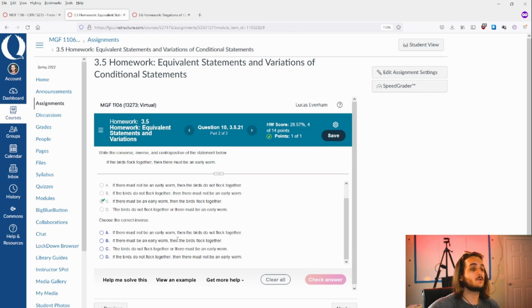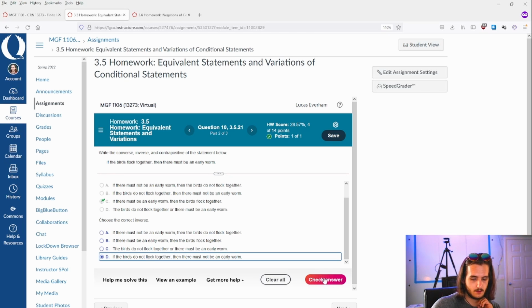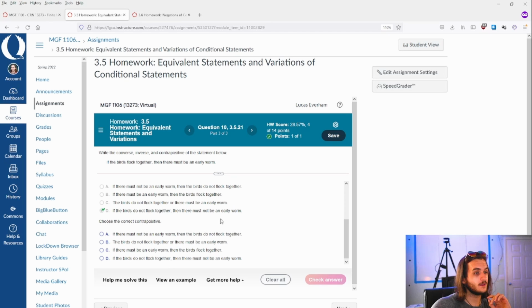Then, if we want the inverse, instead of flipping the order, we flip the value of each part. So we take our first part, "if the birds flock together," and flip it: "if the birds do not flock together, then there must be an early worm," and flip that too: "there must not be an early worm." So in total, if the birds don't flock together, then there mustn't be an early worm, which we have something like this, assuming I can read, which I've been looking at a lot of these.